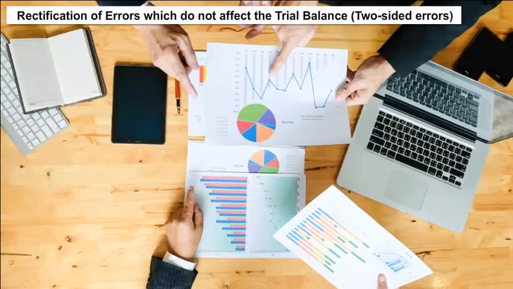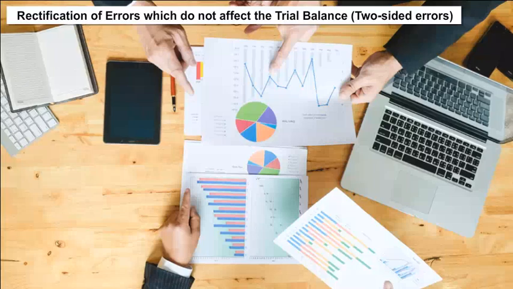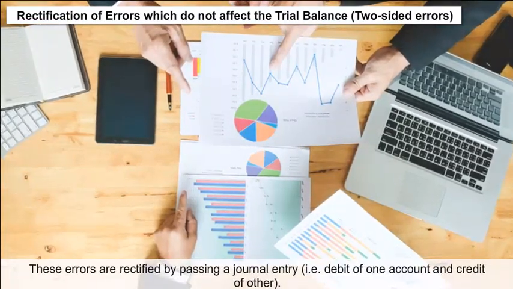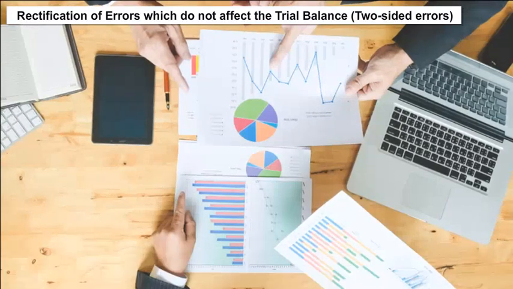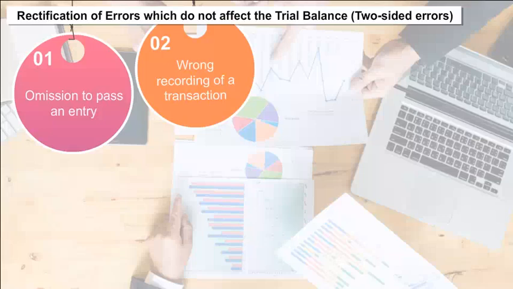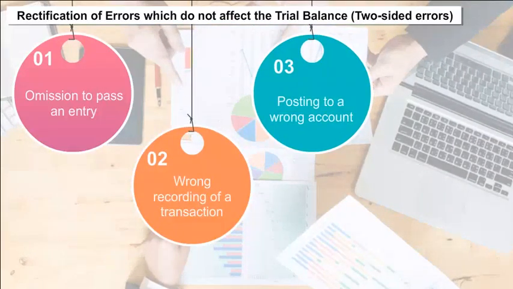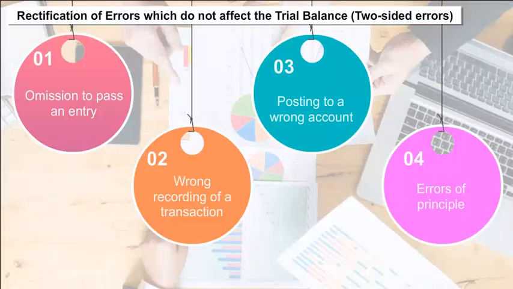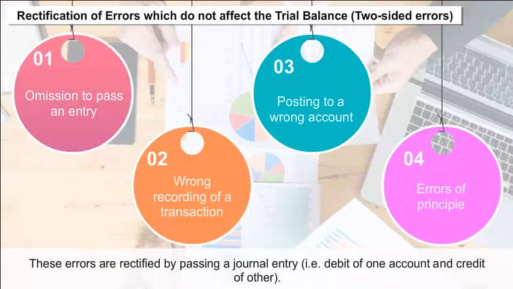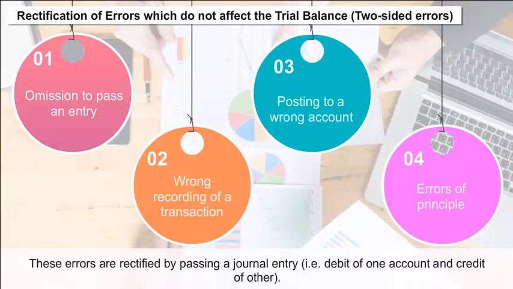Rectification of errors which do not affect the trial balance. Two-sided errors. These types of errors affect two accounts simultaneously. Examples of such errors: omission to pass an entry, wrong recording of a transaction, posting to a wrong account, errors of principle. These errors are rectified by passing a journal entry, that is, debit of one account and credit of another.